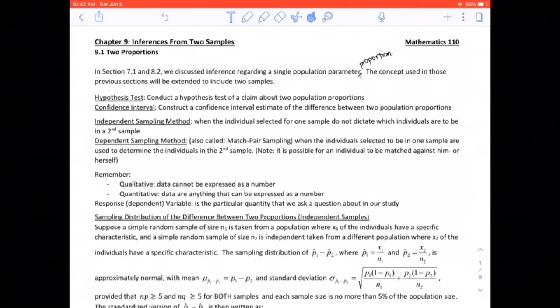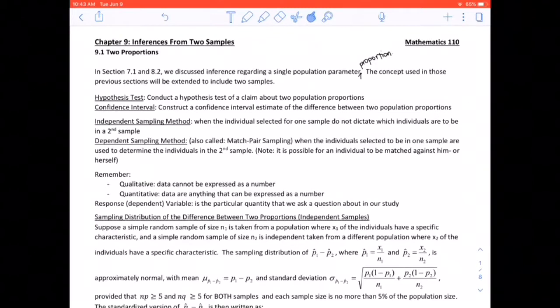We are in Chapter 9, Inferences from Two Samples. Section 9.1 is Two Proportions. In Sections 7.1 and 8.2, we discussed inferences regarding a single population parameter, proportion. The concept used in these previous sections will be extended to include two samples.